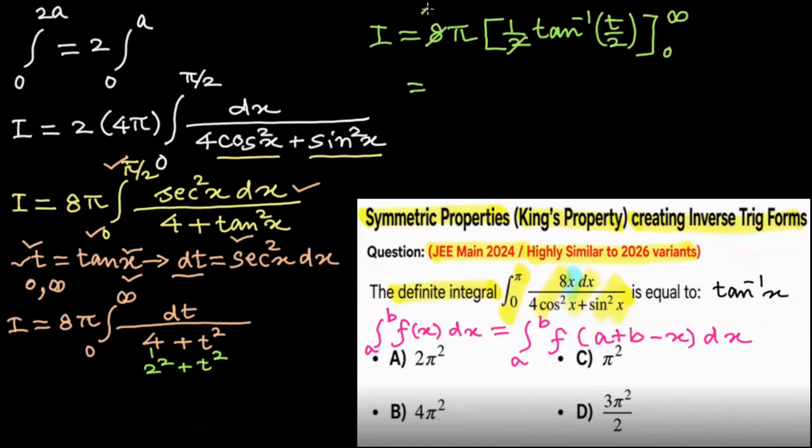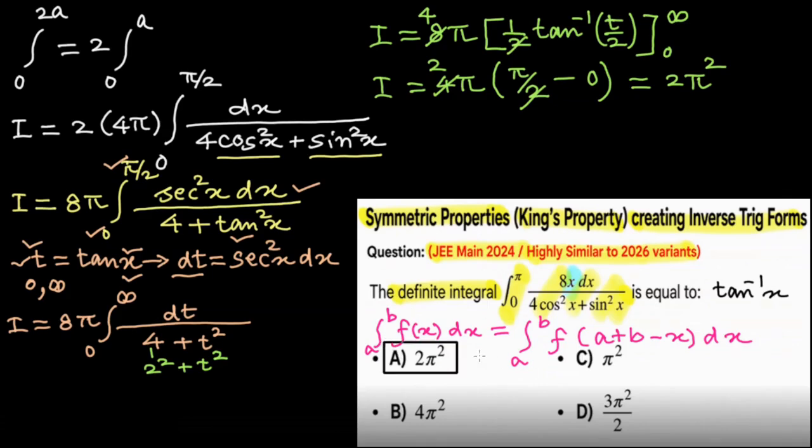2 ones are 2, 2 fours are 8. 4 pi into tan inverse infinity is pi by 2 minus tan inverse 0 is 0. So I becomes 2 pi square. Hence, the correct answer option here is A, 2 pi square.